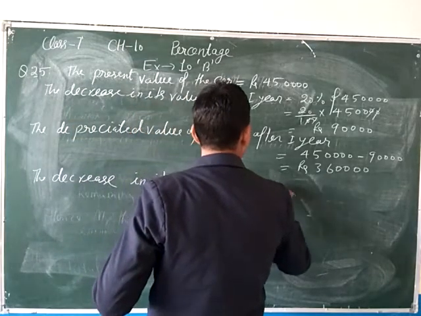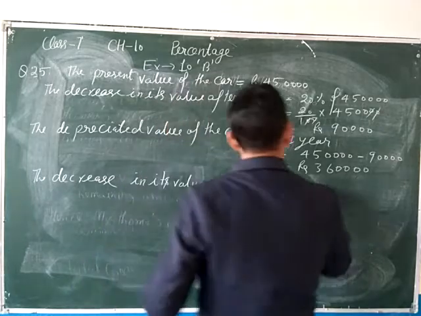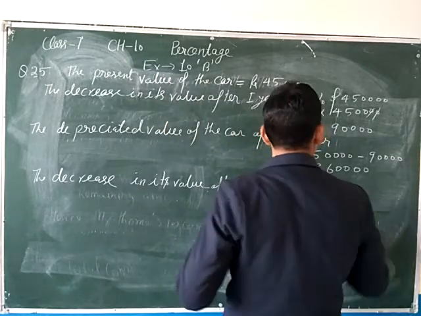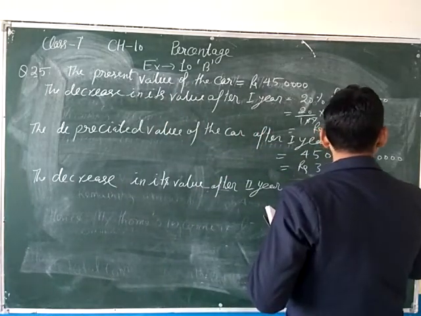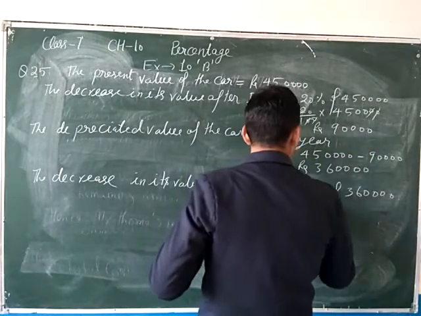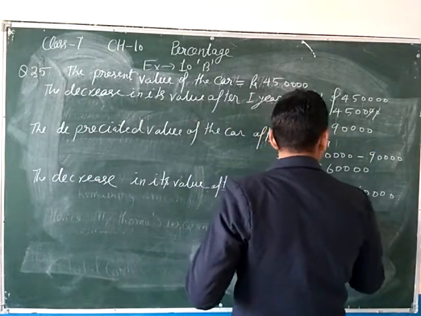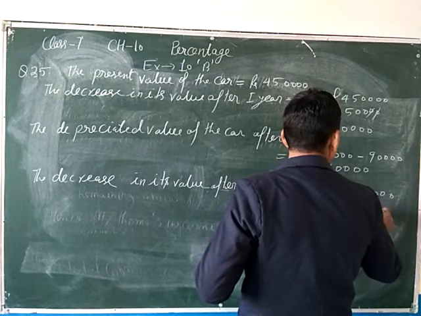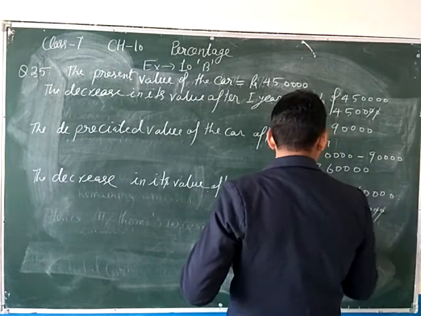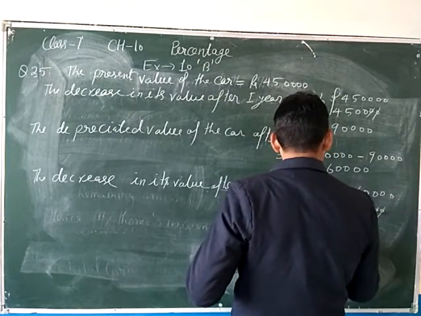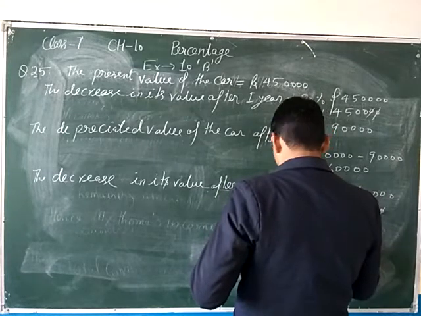After second year, how much? 20% of 3,60,000. So 20 upon 100 multiply 3,60,000. So बेटा 0 से 0 कट कर देंगे आप. 36 twos are 72, means 72,000.